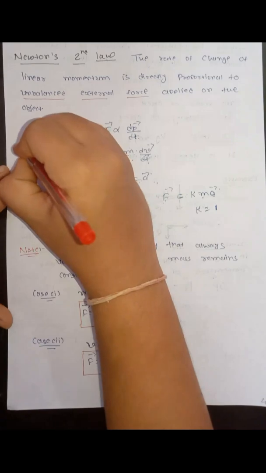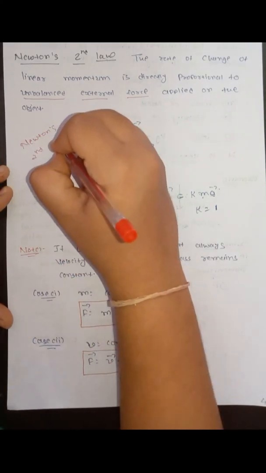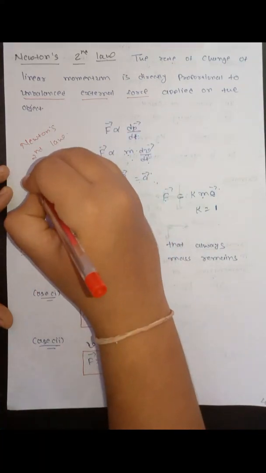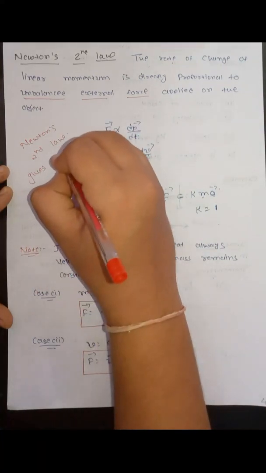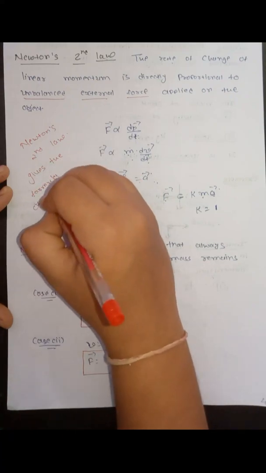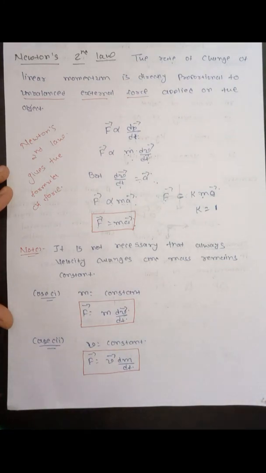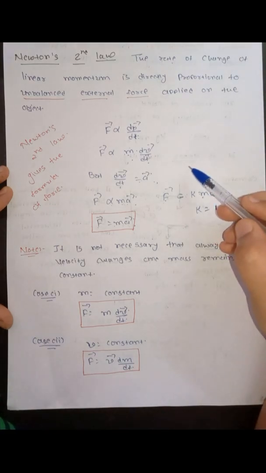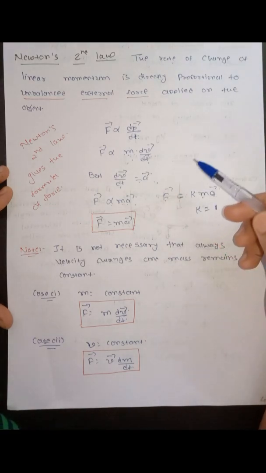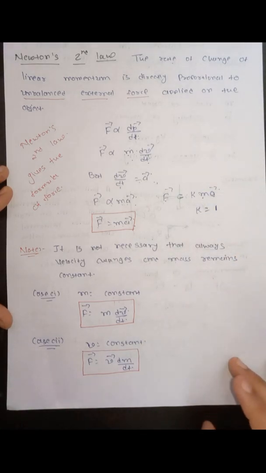So Newton's second law gives the formula of force. The first law defines force and the second law gives us the formula of force. Now, as I have said, it is not necessary that velocity always changes and mass remains constant. So there will be two cases.